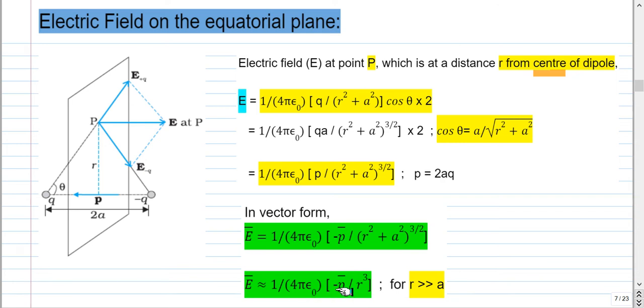For a given dipole, P is fixed. So for a point charge, the electric field goes as 1 by r square. The electric field due to a dipole dies down faster than that.